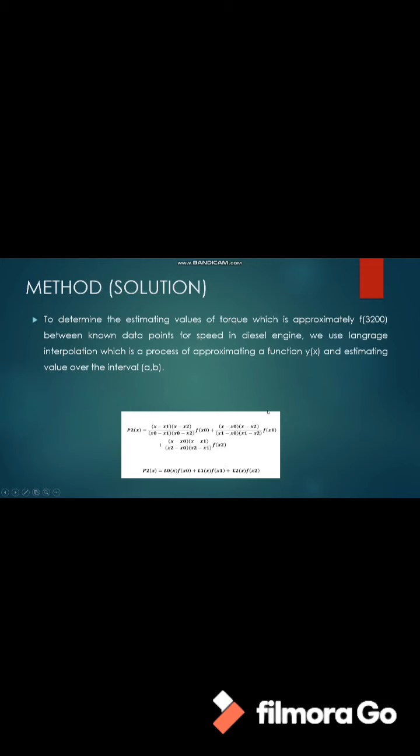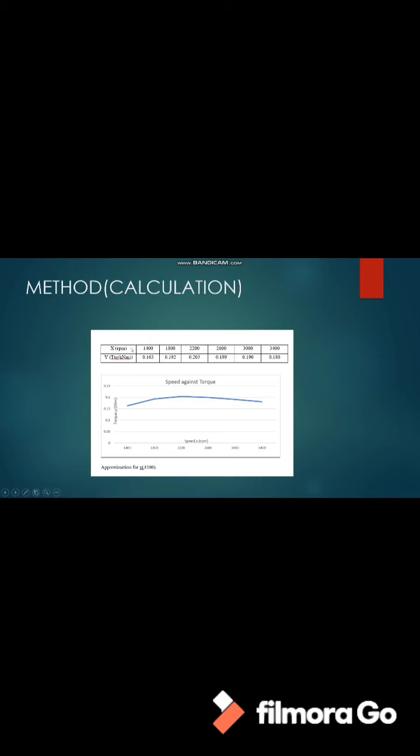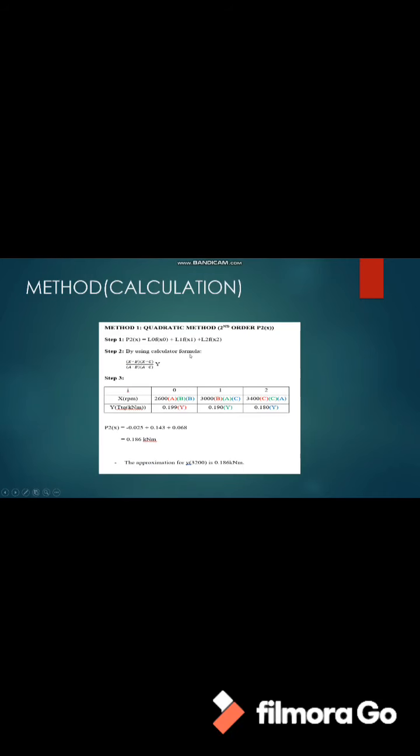Okay, I will present about the method for calculation. This is the data and the graph of speed against torque. Okay, this is method 1, which uses the quadratic method. The quadratic method is second order. This equation has 3 data, and this is the calculation formula, and then we calculate and we get the answer, which is 0.186 kNm.